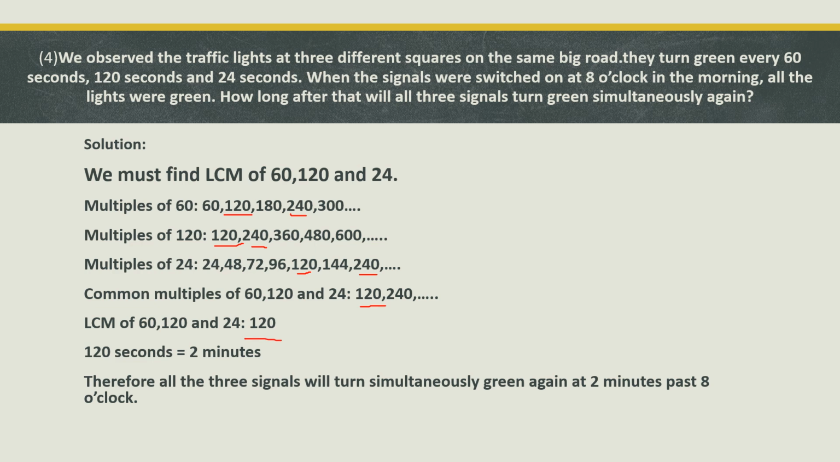So 120 seconds means 2 minutes. So after every 2 minutes the light will turn green, that is at 8 o'clock, then 8:02, then 8:04, like that.